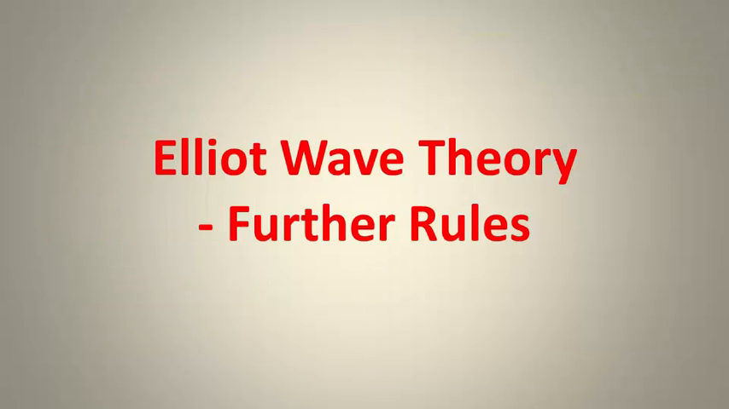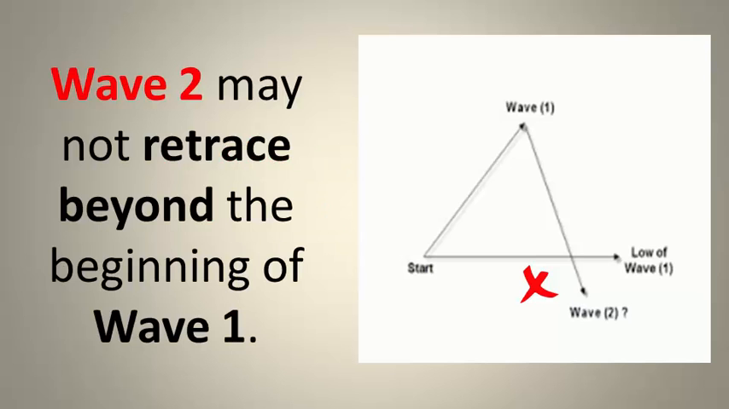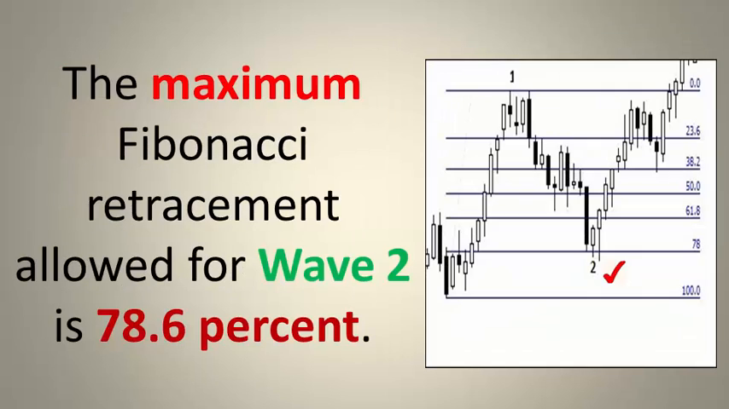So let's look at Elliott Wave Theory and some further rules. Wave 2 may not retrace beyond the beginning of wave 1, as you can see in the example to the right. The maximum Fibonacci retracement allowed for wave 2 is 78.6%.